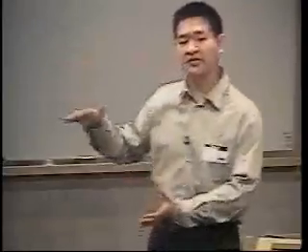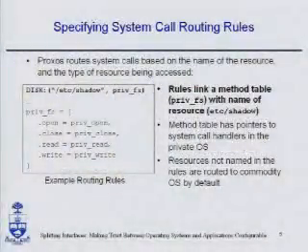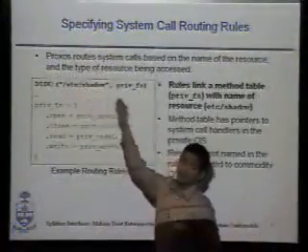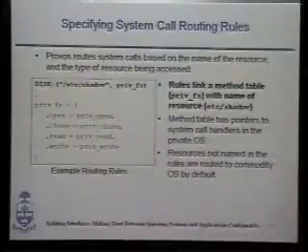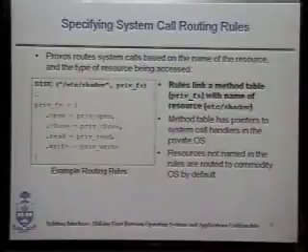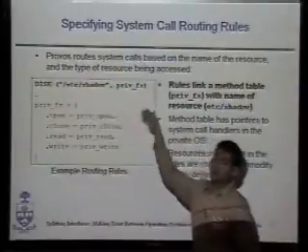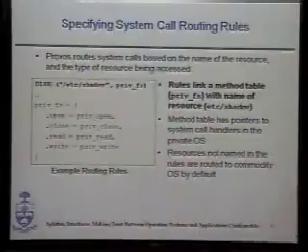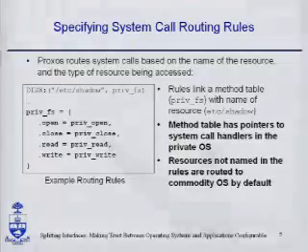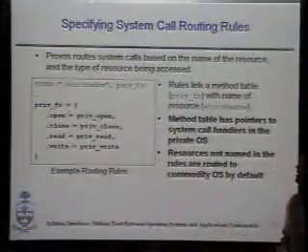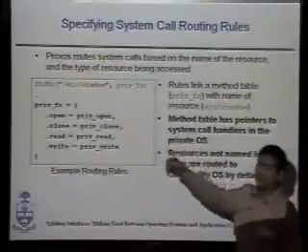In every routing rule specification, there are basically two parts. In the first part, there are tuples that specify a resource class, a name of an element on that resource, and then a set of methods located in the private OS that are going to handle system calls or accesses to that resource. You would do this basically for every secure, sensitive resource that your application is going to access. And then the second part of the rules is basically a table of system call handlers or methods located in the private OS that Proxos is going to use to access those resources.